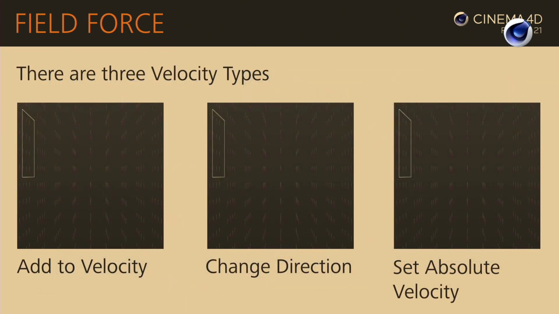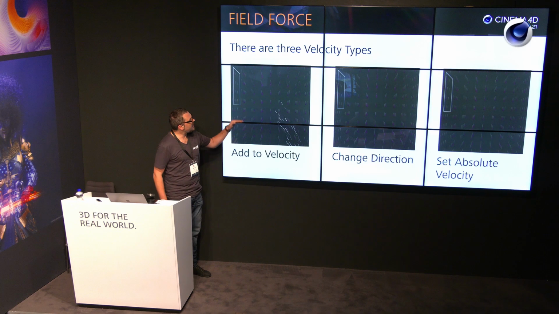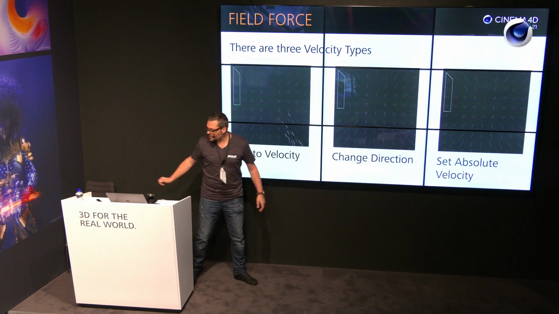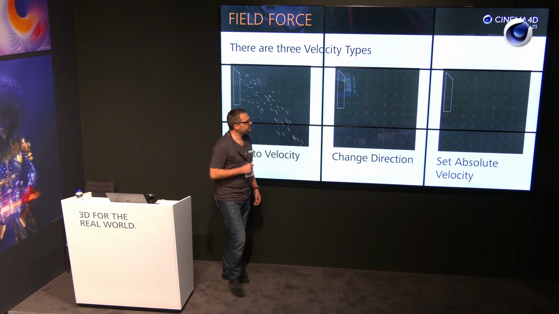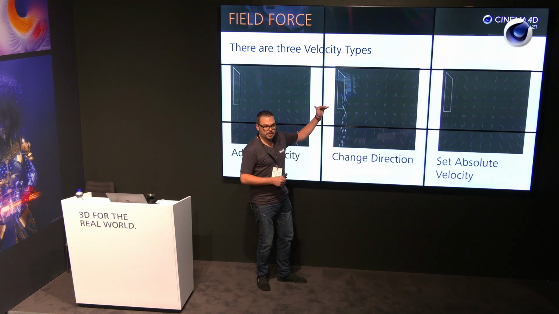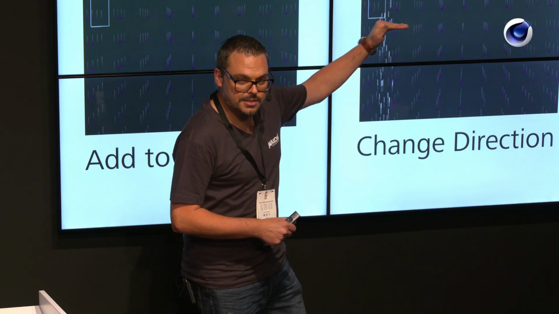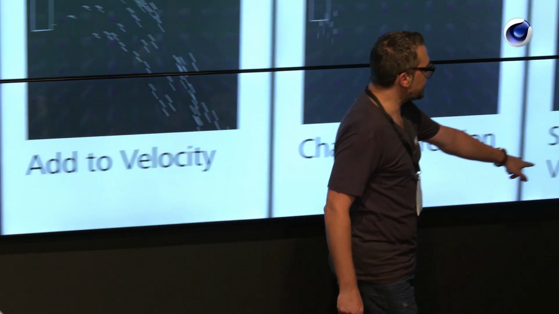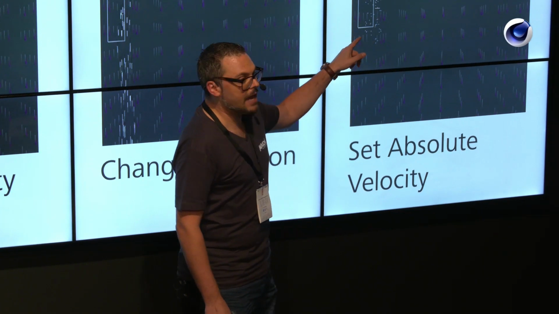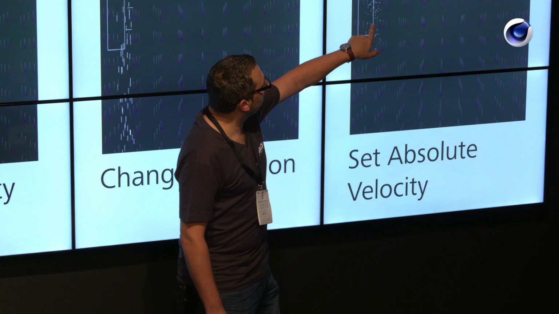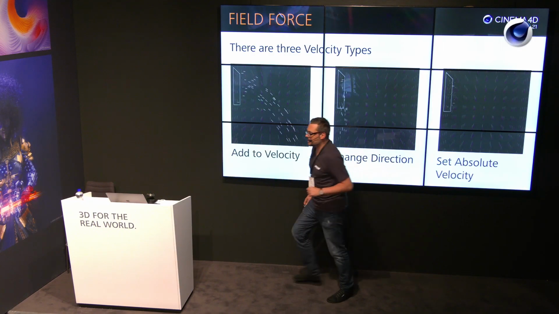There are 3 velocity types. So this is add to velocity. Particles come out and then they are dragged down by the force field. We have change direction. They come out, immediately change direction. No chance to have their own force to go forward. And set absolute velocity. They come out and then they don't even have the power to go down. So you have this effect here.